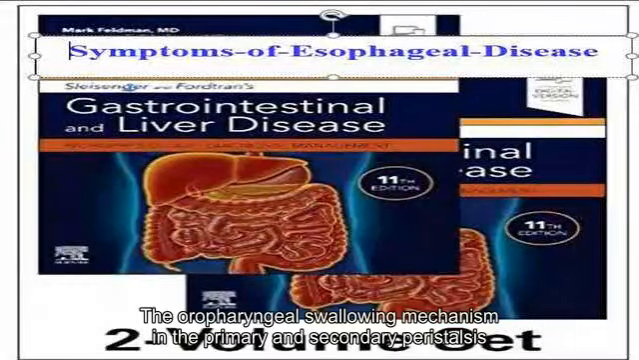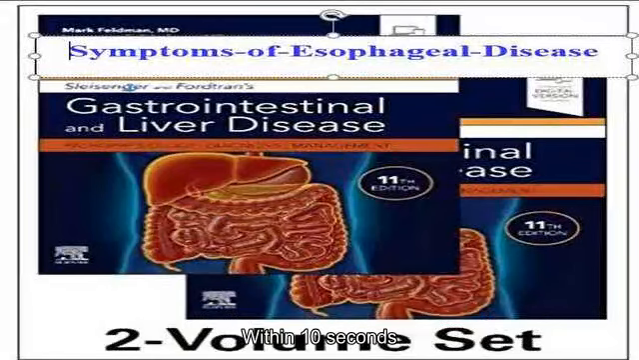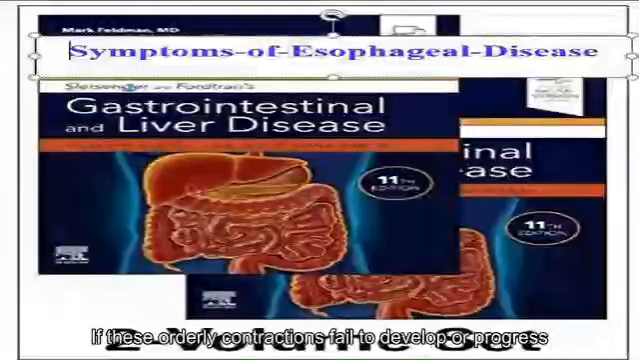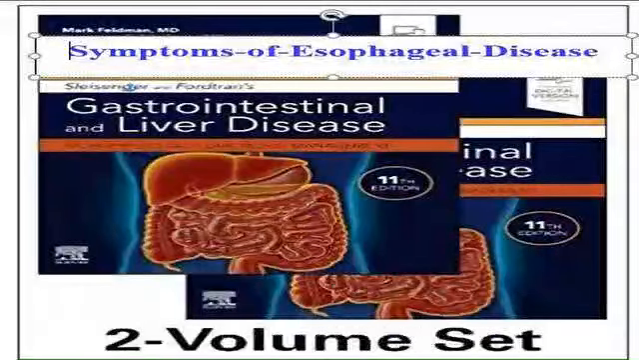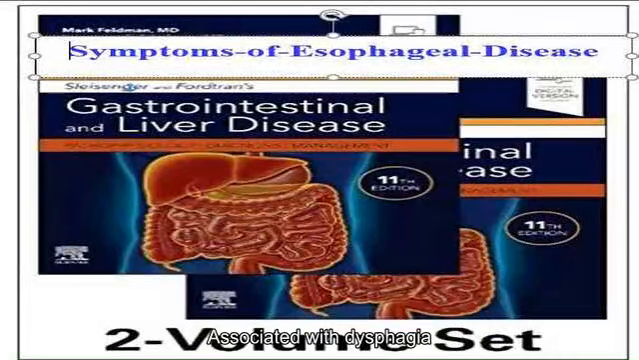The oropharyngeal swallowing mechanism and the primary and secondary peristaltic contractions of the esophageal body that follow usually transport solid and liquid boluses from the mouth to the stomach within 10 seconds. If these orderly contractions fail to develop or progress, the accumulated bolus of food distends the esophageal lumen and causes the discomfort associated with dysphagia.